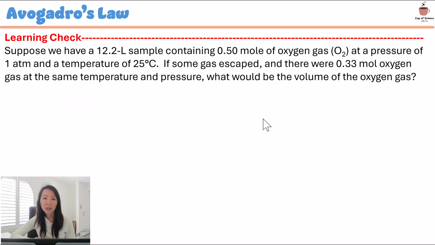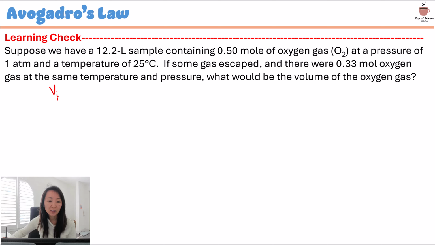Let's do a learning check based on this equation of Avogadro's law. Suppose we have a 12.2 liter sample containing 0.50 moles of oxygen gas at a pressure of 1 atm and a temperature of 25 degrees. If some gas escaped and there were 0.33 moles of oxygen gas at the same temperature and pressure, what would be the volume of the oxygen gas?